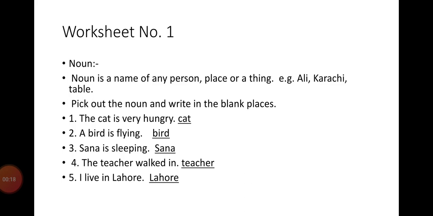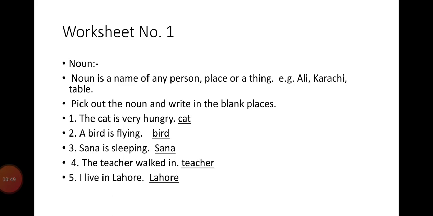Worksheet number 1, Noun. Noun is a name of any person, place or thing. For example, Ali, Karachi, table and etc. Okay, so noun क्या है? किसी भी चीज़ का नाम, किसी शख्स का नाम या किसी जगह के नाम को क्या कहेंगे? Noun. Okay, like Ali is a name of a person, Karachi is a name of a place, a proper place, and like common things, table, pencil, and all these.